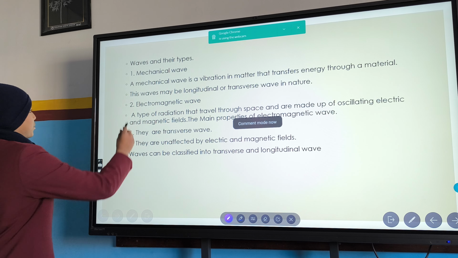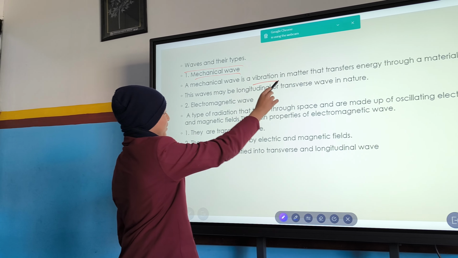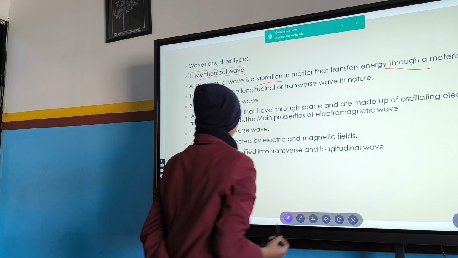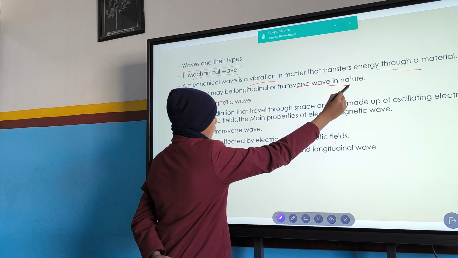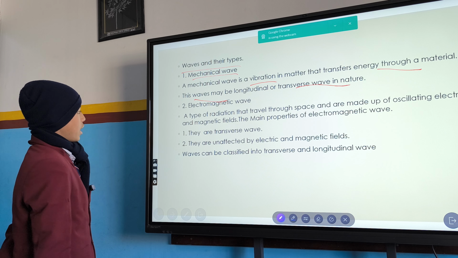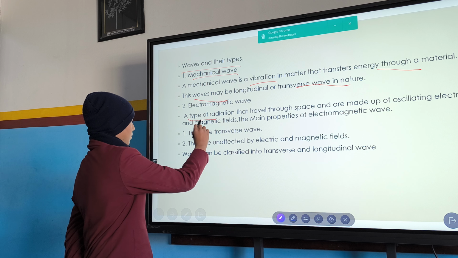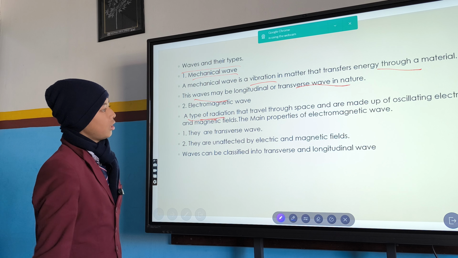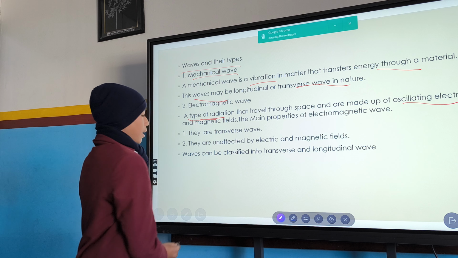Waves and their types. Mechanical wave. This is a wave with vibration in matter that transfers energy through a material, and these waves can be longitudinal or transverse in nature also. And second one is electromagnetic wave. It is a type of radiation that travels through space, and these are made of oscillating electric and magnetic fields.